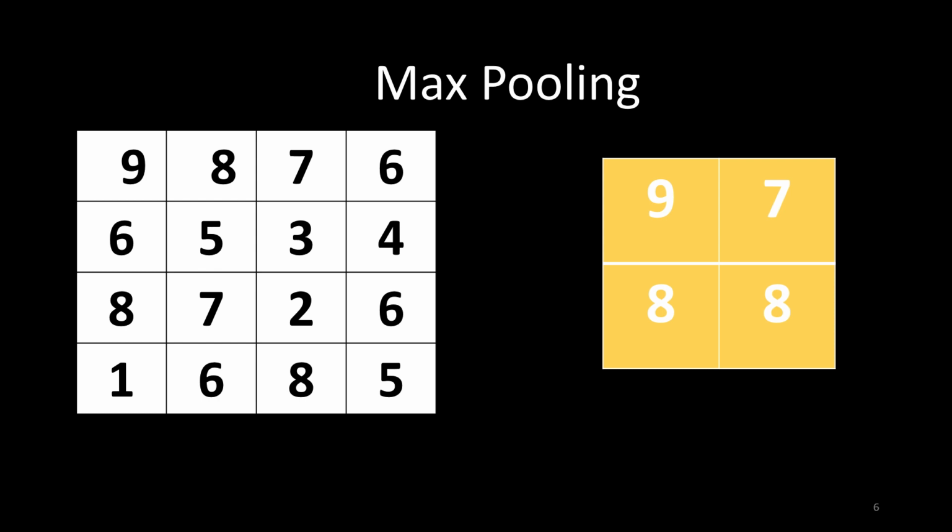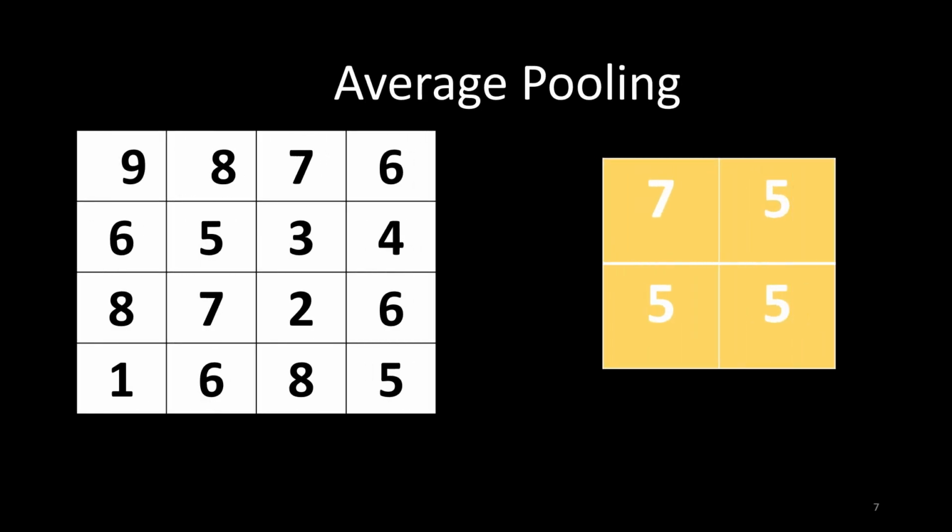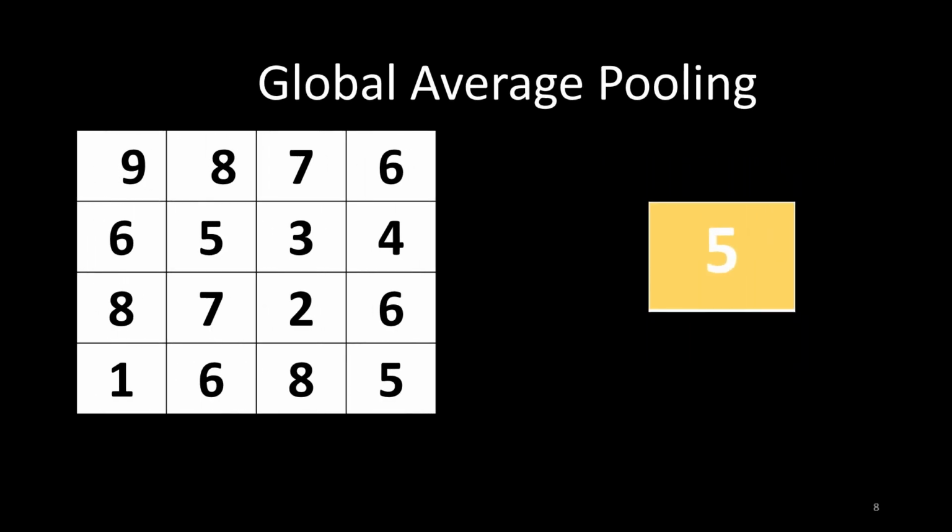Now, average pooling does the same thing, except the values in the output are the average of all the values that the filter covers in the input. There is also an extreme level pooling operation called global average pooling, which takes the average of all the values in the input and gives out a single average value as the output. Now we have an idea about pooling. Let's look at an example.